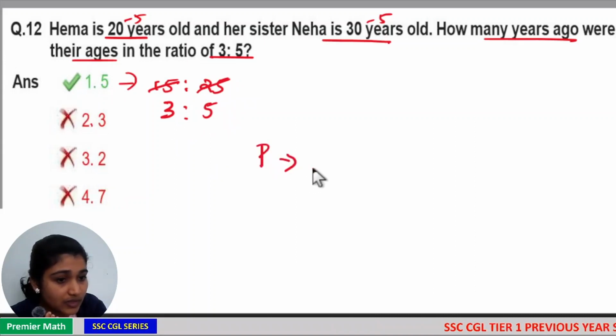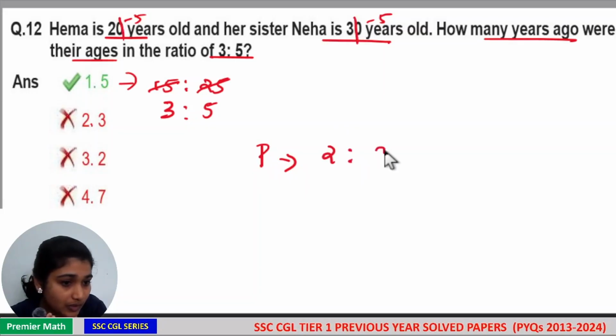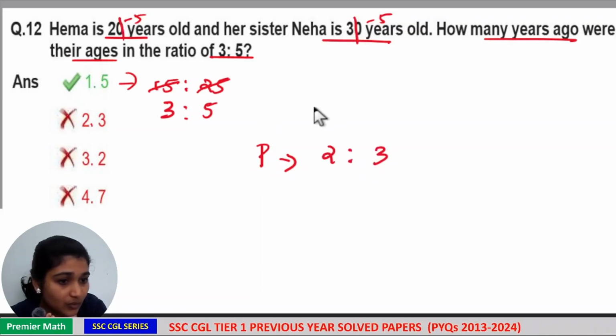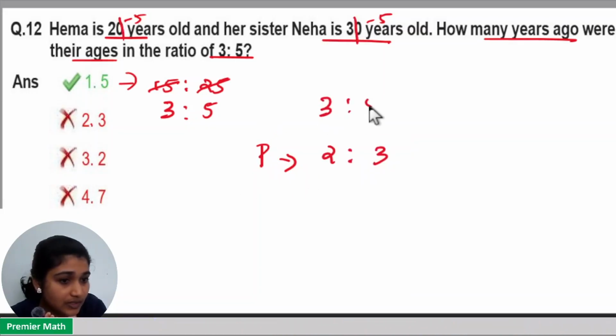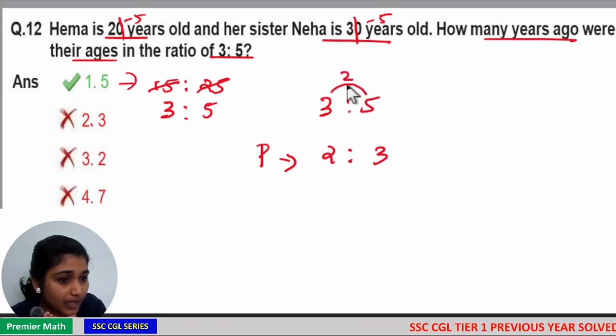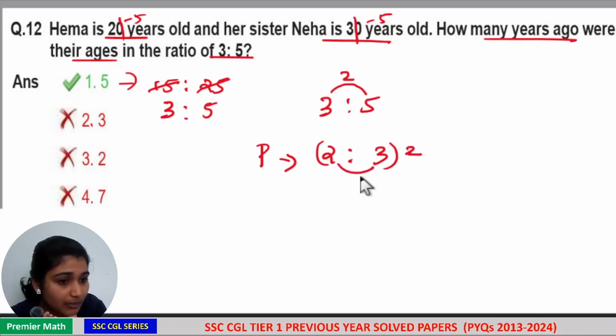Present ratio is equal to 2:3. Now, some years ago, the ratio was 3:5. Here the difference is not constant: 3 minus 2 is 1, 5 minus 3 is equal to 2. So to make it equal, take the above difference and multiply it with the below ratio, and take the below difference and multiply it with the above ratio.